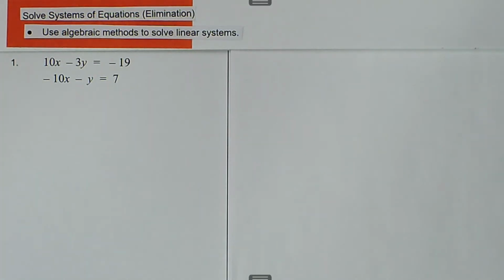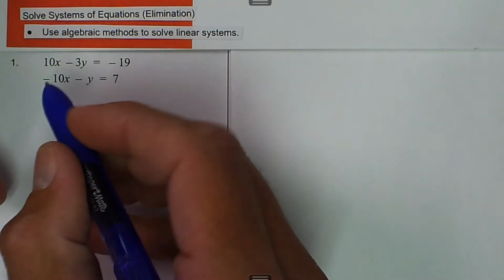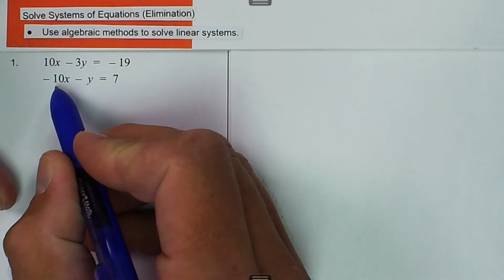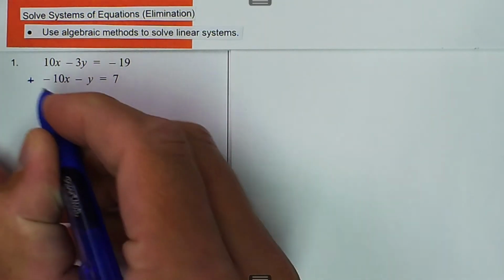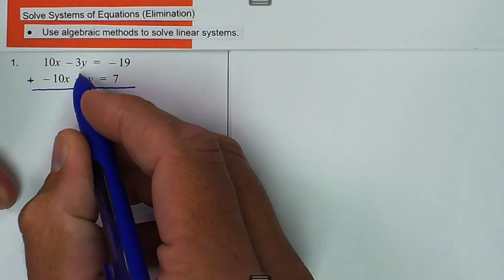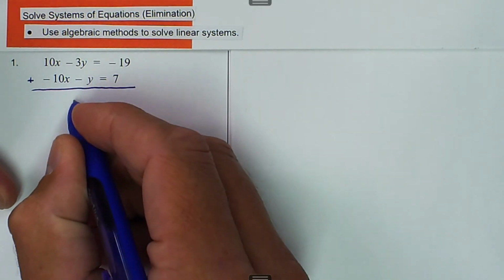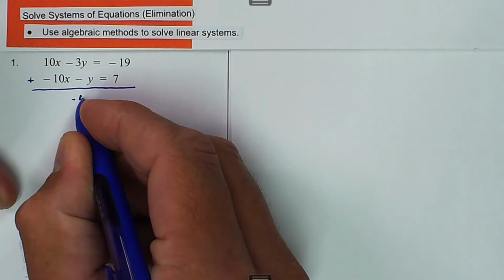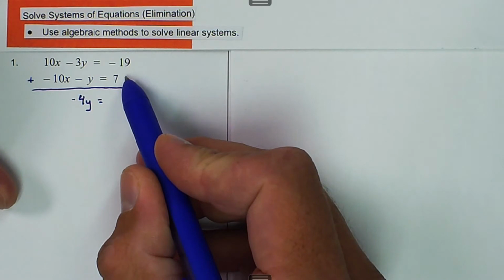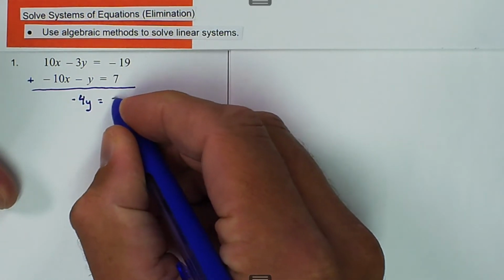10x minus 3y equals negative 19, and negative 10x minus y equals 7. So I'm just going to write these. I guess we can just do the math right here. As it stands, we have a coefficient of positive 10 and a coefficient of negative 10, so those are already opposites. So what we can do is add these together. So 10x minus 10x cancel, and negative 3y minus y is equal to negative 4y, and negative 19 plus 7 is negative 12.